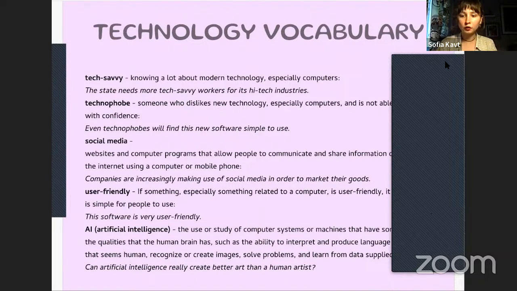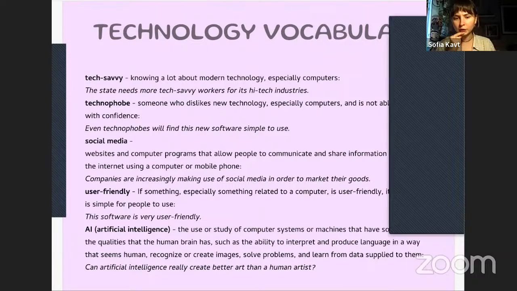The next one is user-friendly, which is another nice adjective used to describe something computer-related which is easy to use, which doesn't require any specialized knowledge to be able to use it, and something that's simple to figure out how to use, even if you're not very tech savvy, or even if you are a technophobe.